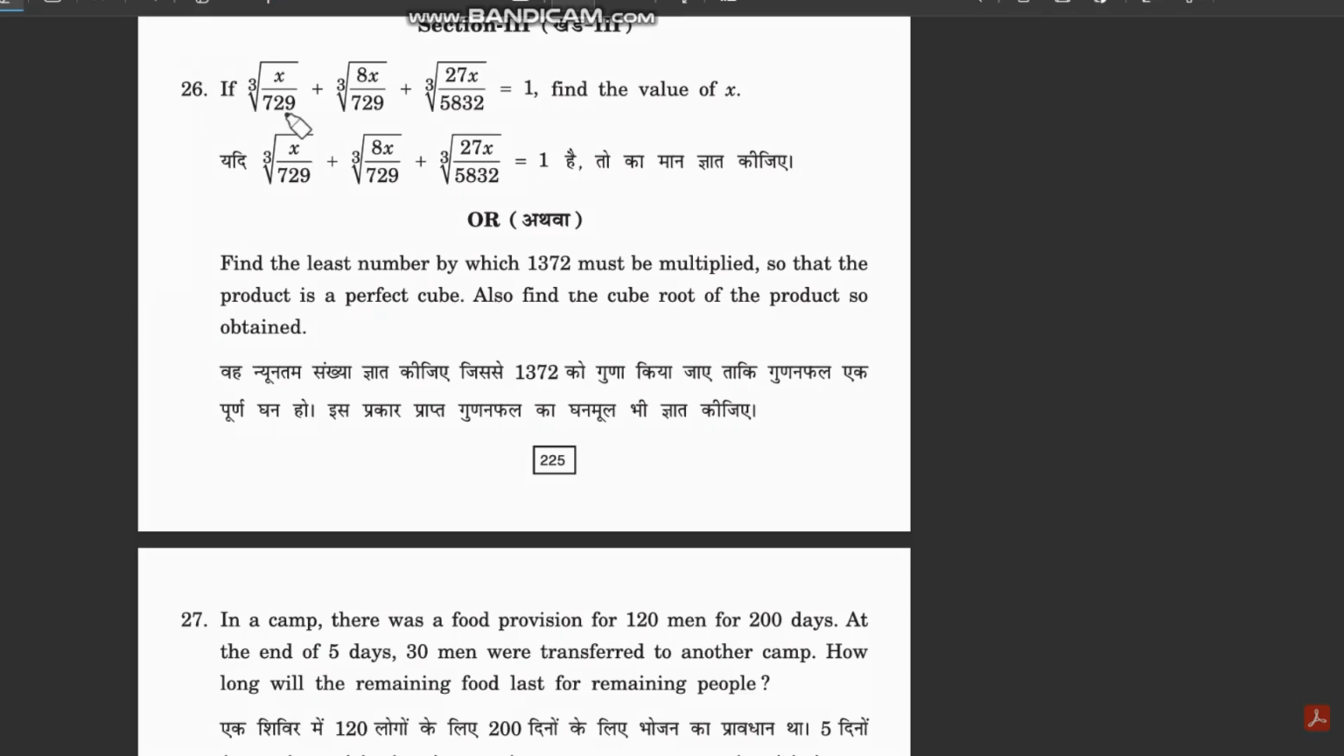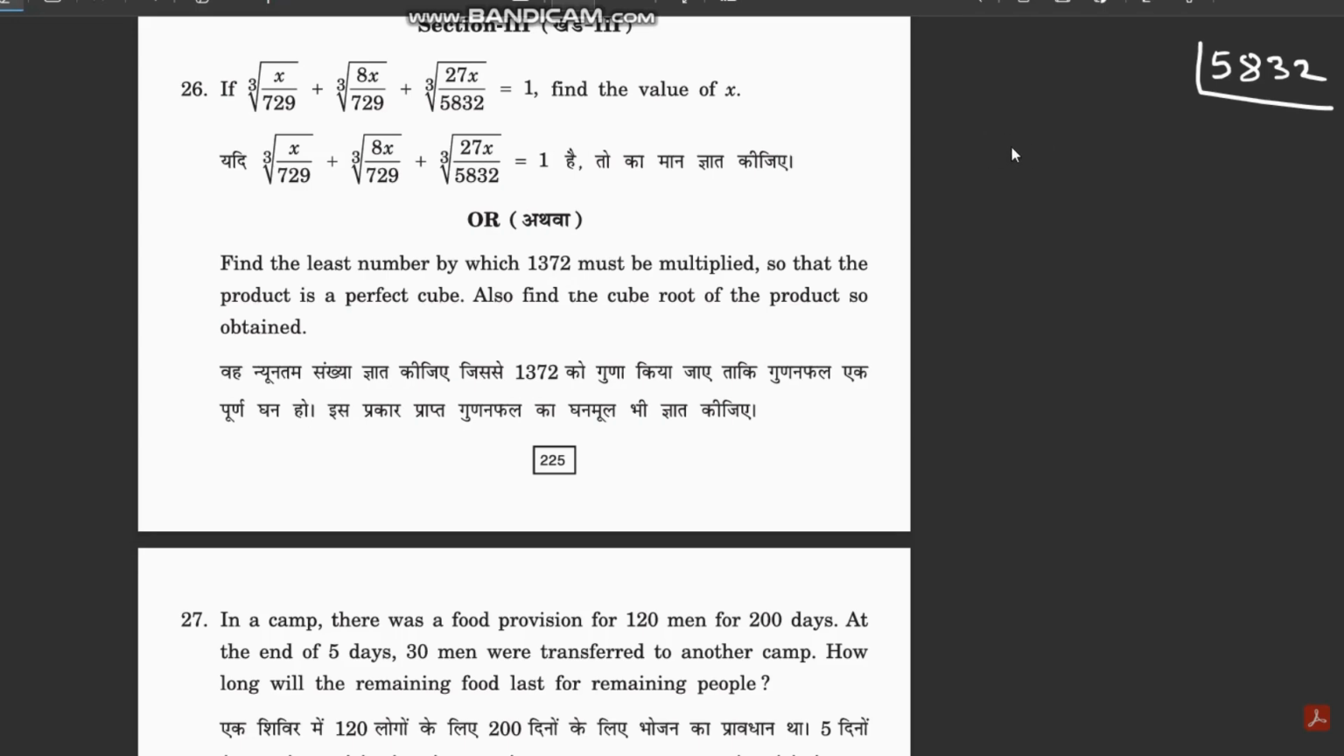3 marks question. Cube root of x by 729, plus cube root of 8x by 729, plus cube root of 27x by 5832, equals 1. Find the value of x. Here, if we observe, 729 is a cube term, and 5832 is also a cube term, and this side 8 and 27 are also cube terms.